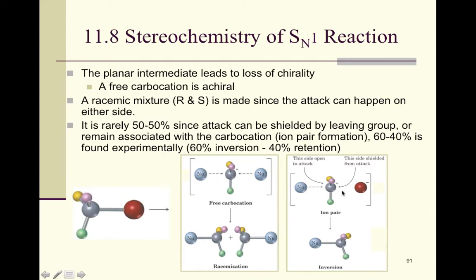In fact, we see that 40% of the time it can actually come in here, but 60% of the time it's going to come in from this side. So we have 60% inversion, 40% retention. That's the stereochemistry of an SN1 reaction where a carbocation is formed.